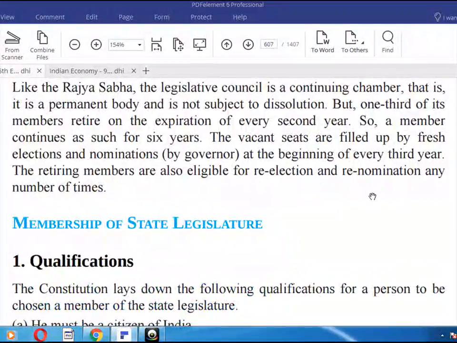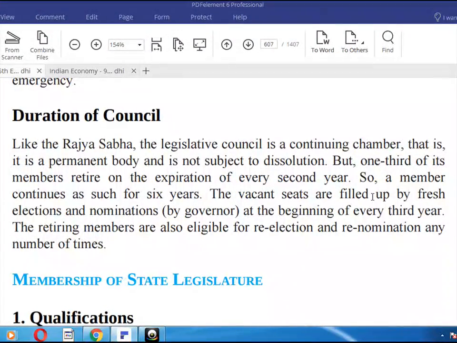Duration of the council. Like the Rajya Sabha, the Legislative Council is a continuing chamber, that is, it is a permanent body and is not subject to dissolution. But one third of its members retire on the expiration of every second year. So a member continues as such for 6 years. The vacant seats are filled by fresh elections and nominations by the governor at the beginning of every third year. The retiring members are also eligible for re-election and re-nomination any number of times.